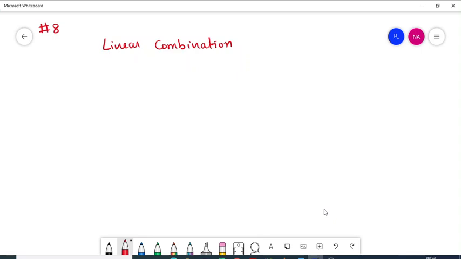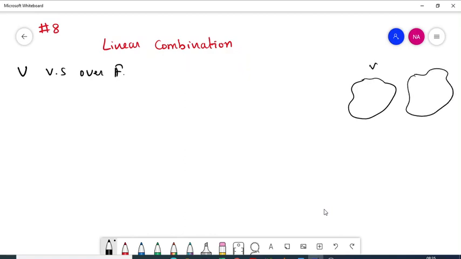Let V be any vector space and F be a field, or you can take let V be a vector space over F. I am taking an arbitrary vector space V over a field F. Now the definition of linear combination we need to discuss. We take a set of vectors from V and a set of scalars from F.